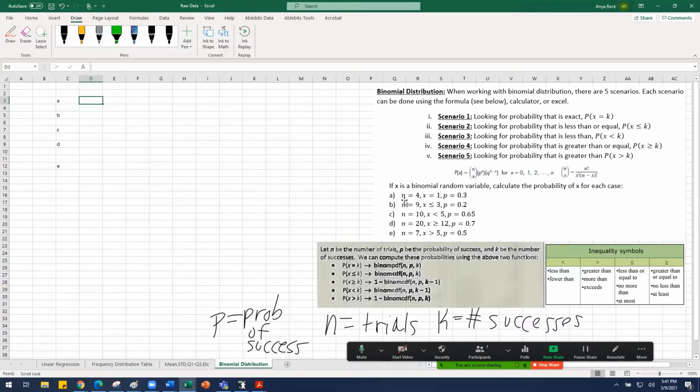So A says we have an N value of 4. That's the number of trials. X is equal to 1. That's the number of successes. And the p-value is 0.3.